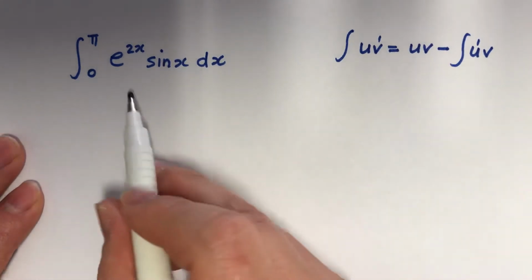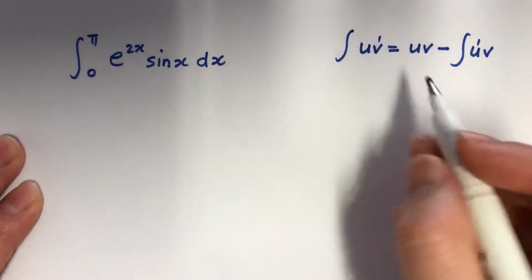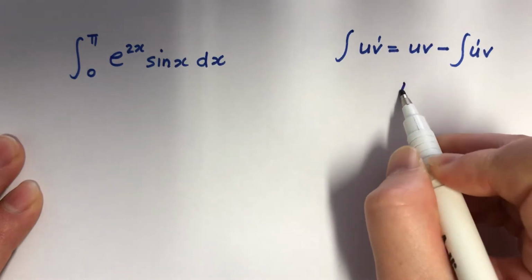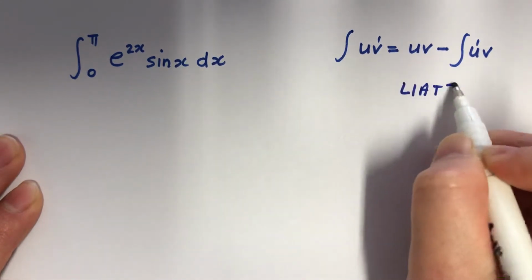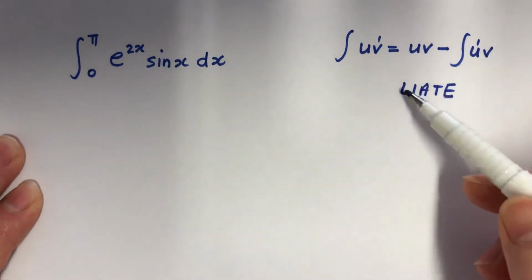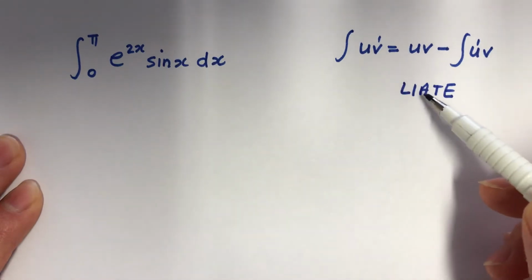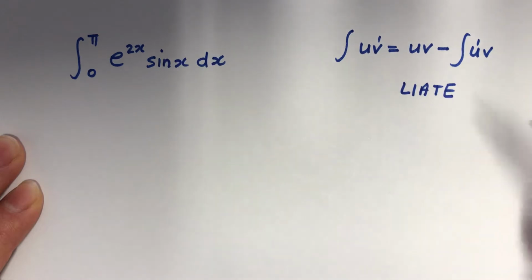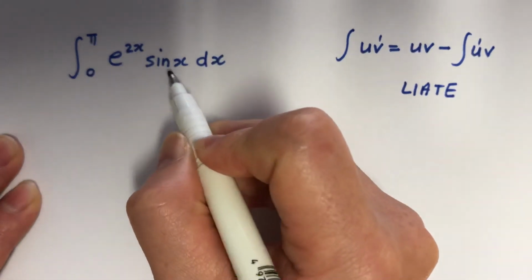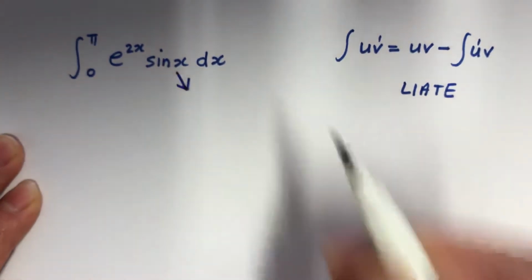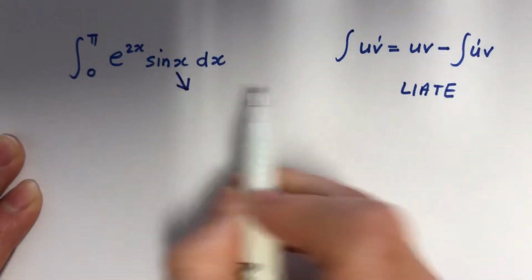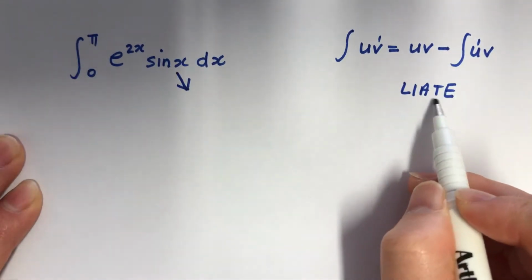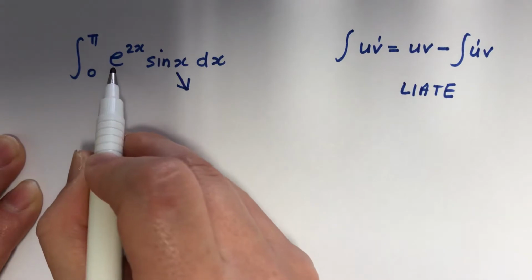Now with a mixture like this, we will use something called LIATE. L for logs, I for inverse, A for algebraic, T for trig, and E for exponential. So let's have a look at this. That's my trig, so I'm going to do that first because T comes before E, which is my exponential.